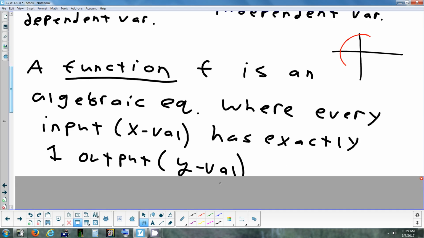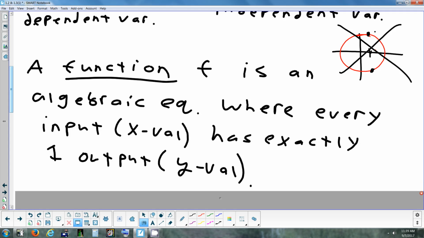Look at a circle. Let's say you let x equal 1. Well, in a circle, if x is 1, you could be up here. There's a y value there when x is 1. And there's a y value here when x is 1. That's not a function. Because when x is 1, you have two different places you can go. You don't have exactly one output. You have exactly two in this case. That's not a function.